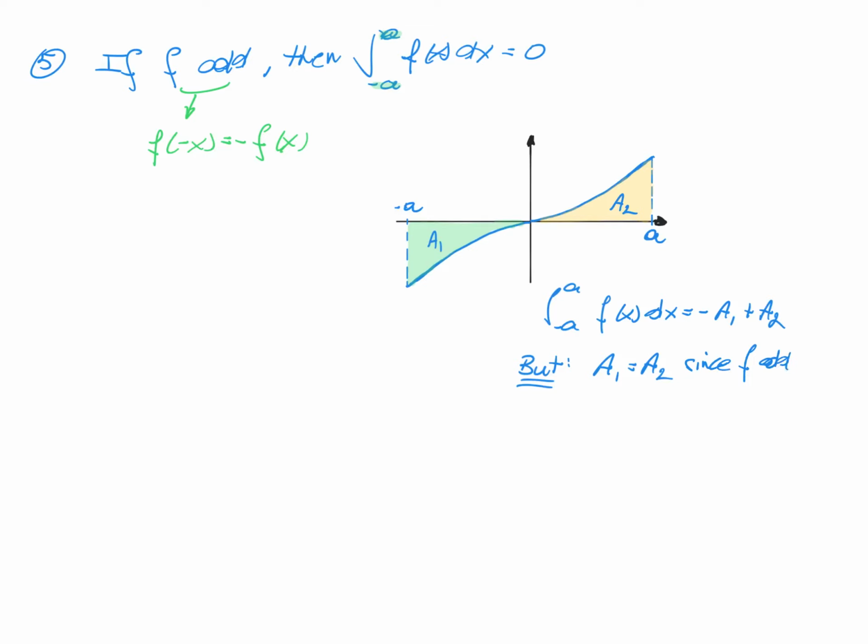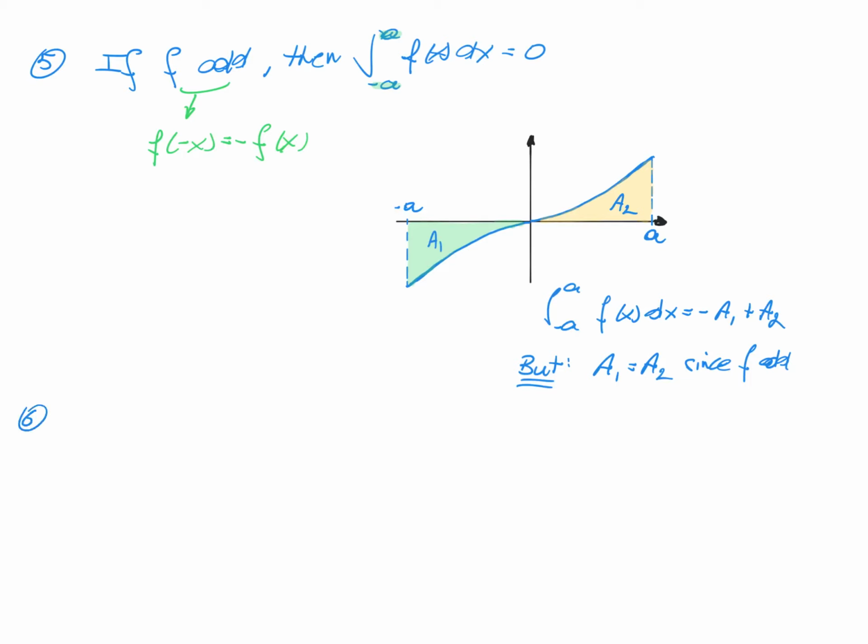So because f is odd, the function on the left part, left of the y-axis, is just the mirror image across the origin of the function on the right side. And so the areas that are defined are exactly the same. The only difference is that one time the area is below the x-axis, the other time the area is above the x-axis. And so if we apply our formula for a definite integral, it is the positive area minus the area which is on the negative side, but A1 is equal to A2. So the total integral is equal to 0.